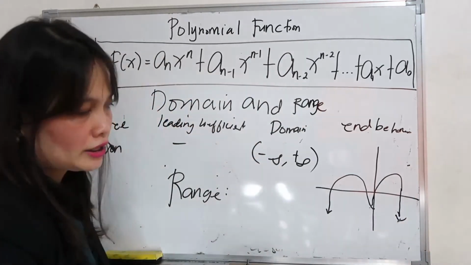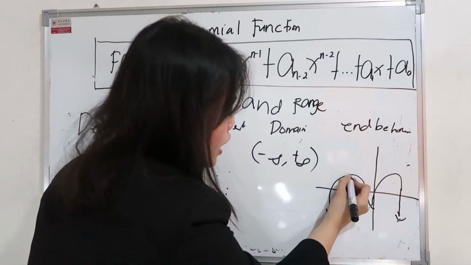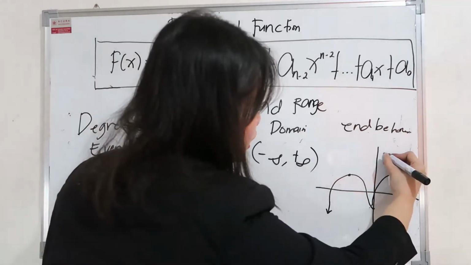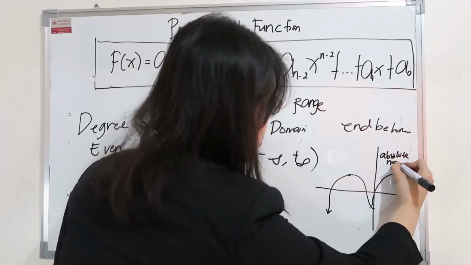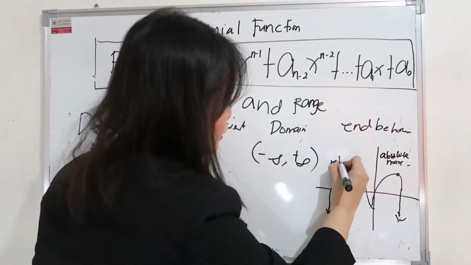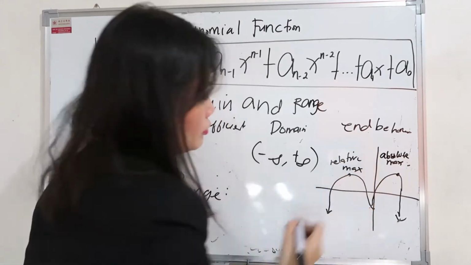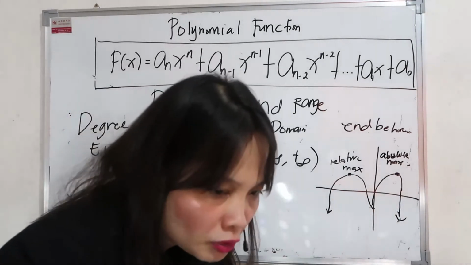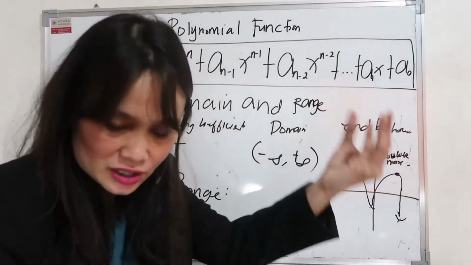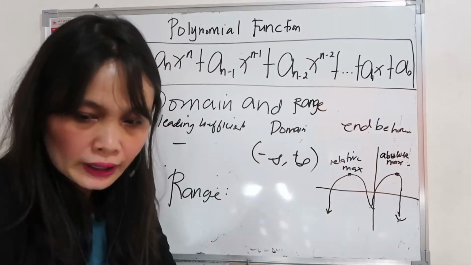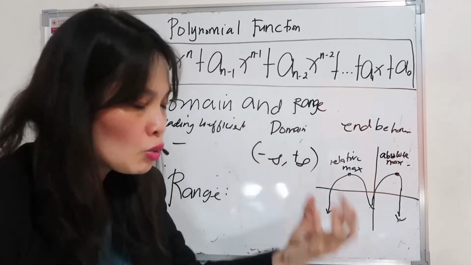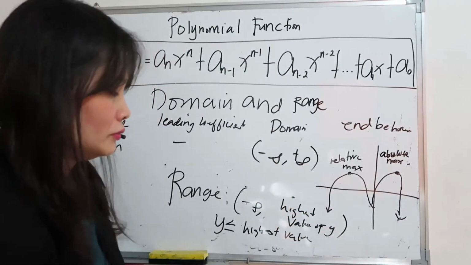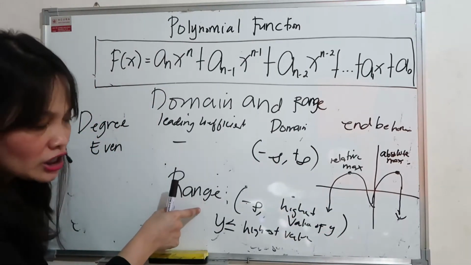So like that. Now, you do have two maximum points. This one we call the absolute maximum, and this one is the relative maximum. When we say absolute maximum, you're referring to the highest value of y. So therefore, what is your range? Your range will be from the highest y value. So that is in getting the range.